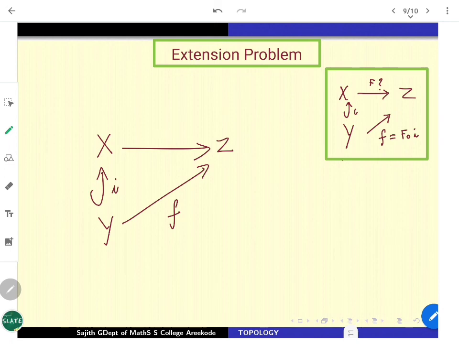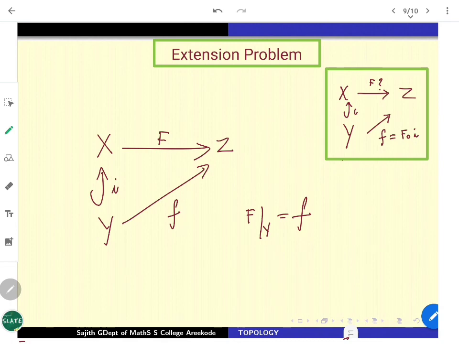Extend to Y. What is meant by an extension? That is, there exists a function capital F from X to Z, so that F restricted to Y is f. That is what it means. If you are restricting F to Y, it should be simply f. This is the meaning of an extension.